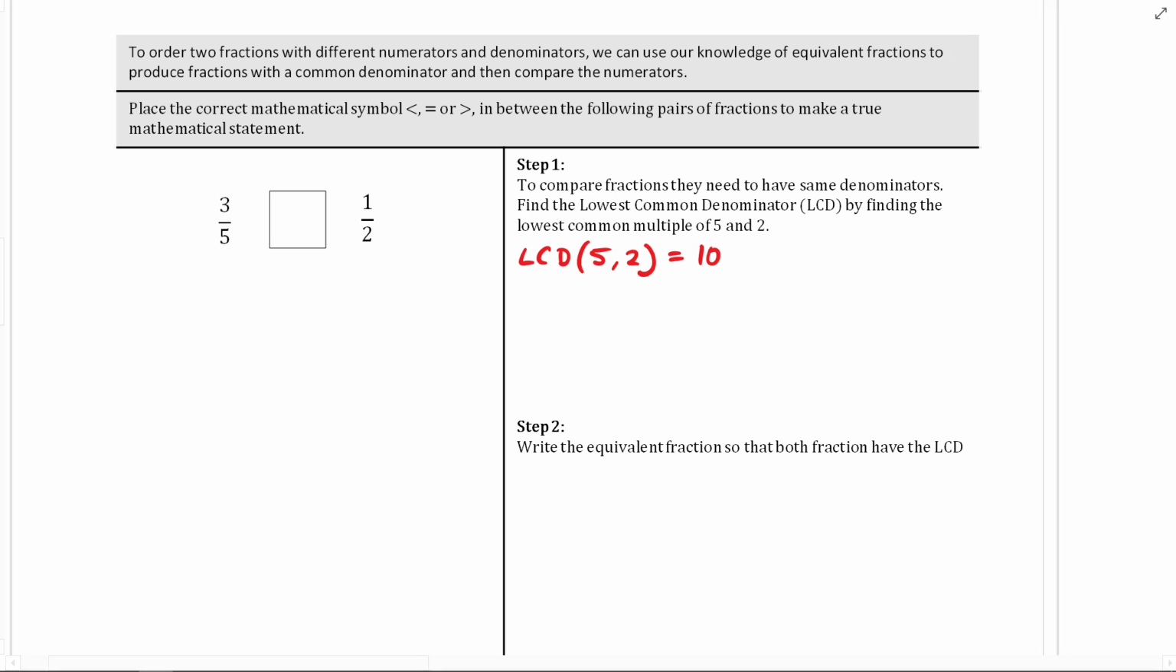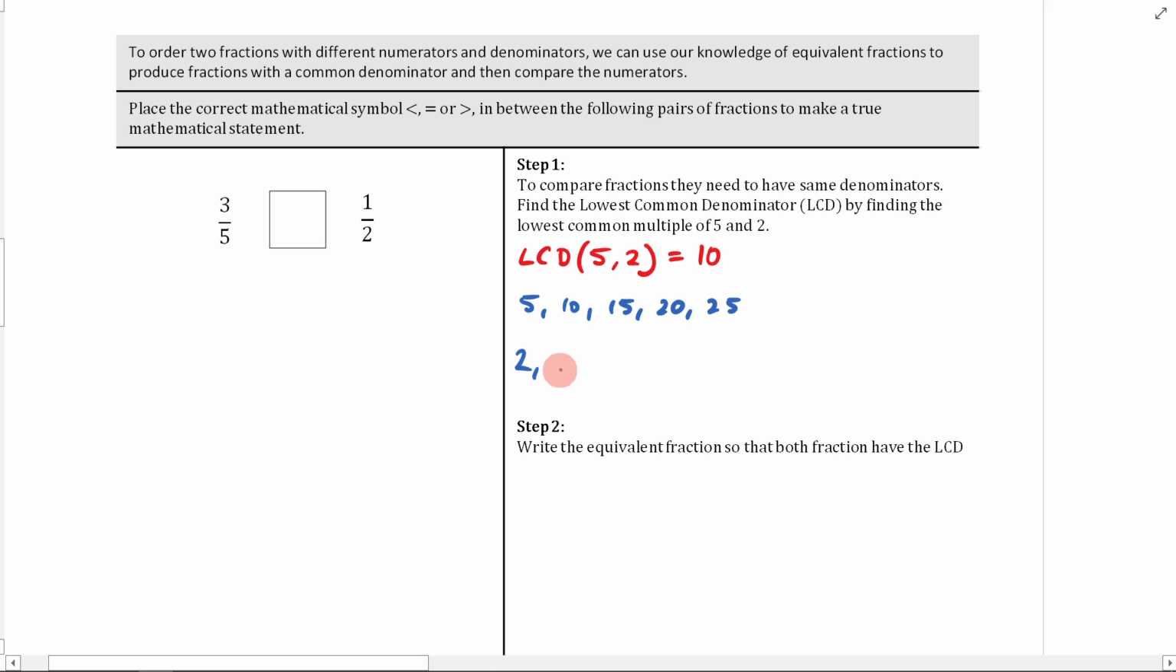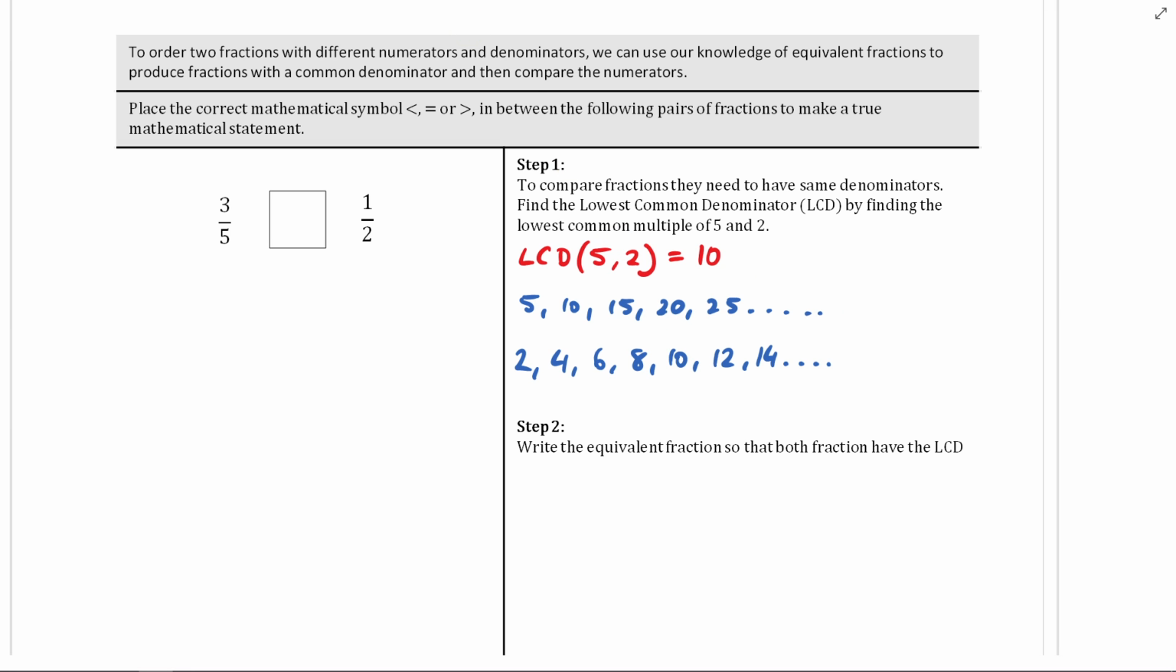If you need a bit of help here, what I've kind of done in my head is I've thought of all my multiples of 5. So that's 5, 10, 15, 20, 25. Then I'm thinking of all my multiples of 2: 2, 4, 6, 8, 10, 12, 14. And of course, these keep on going, don't they? They go on for infinity. Now, the lowest common multiple is what? Well, it's going to be 10 because that's the lowest number that both of these multiples share.